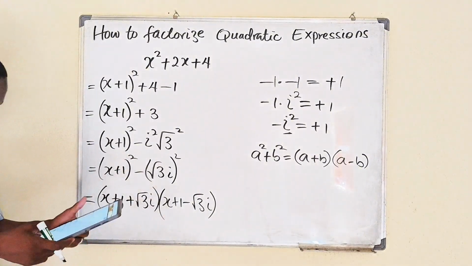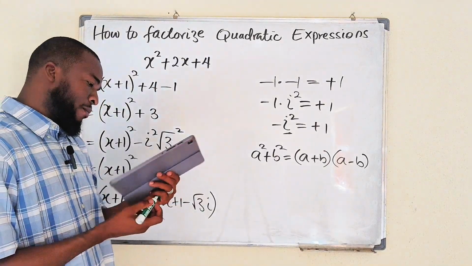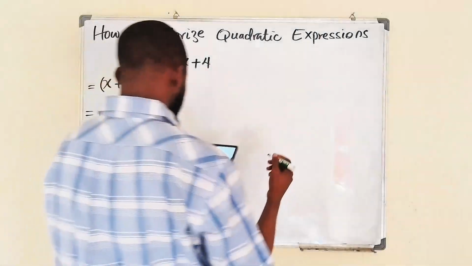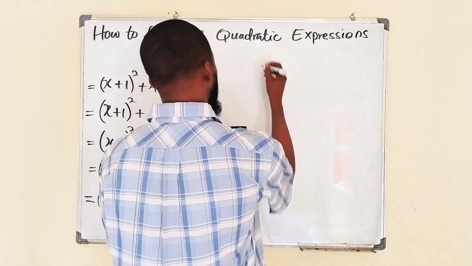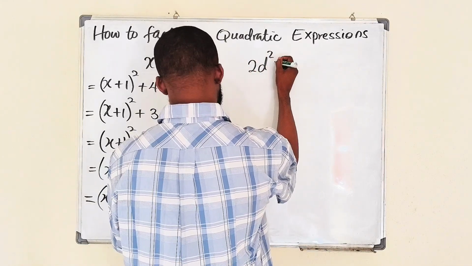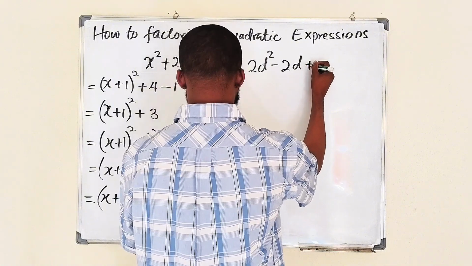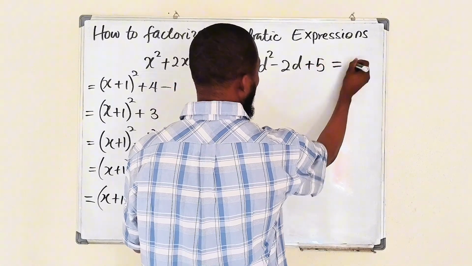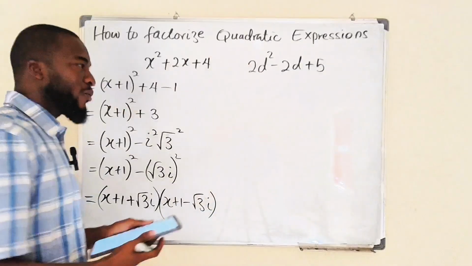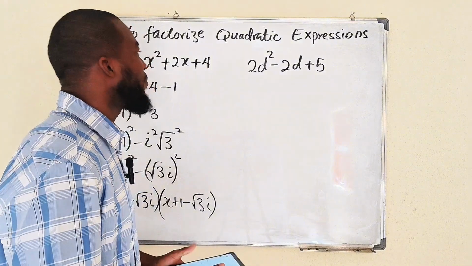So now let us go through the second one. The second one is from Bin Mustafa. He gave us an expression which is 2d squared minus 2d plus 5. Though he equated this to 0, I'm talking about expression, so this is an equation. But notwithstanding, I'm going to show you how to factorize the left-hand side, which is an expression.